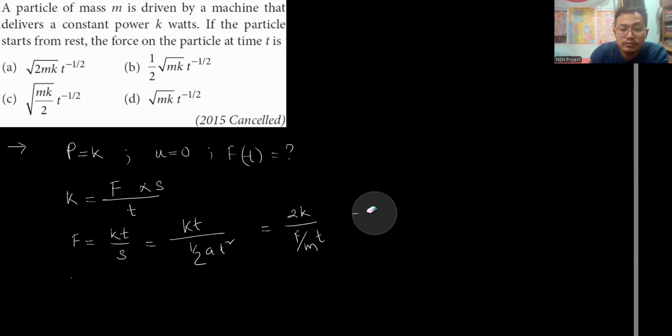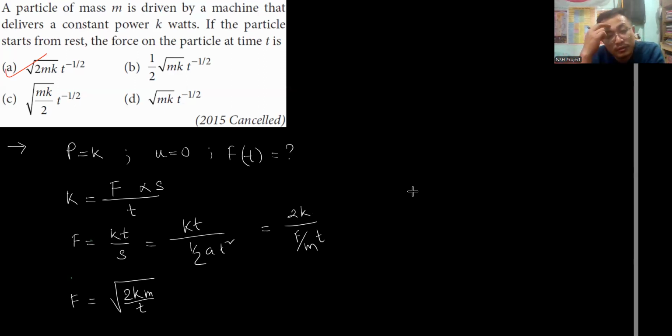So the answer: F is equal to root over 2km by t, which is root 2km times t to the power minus 1 by 2.